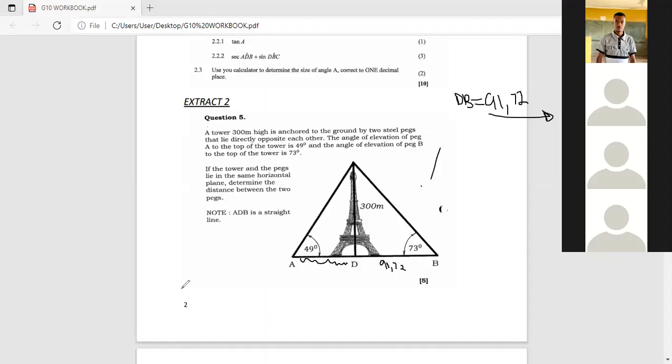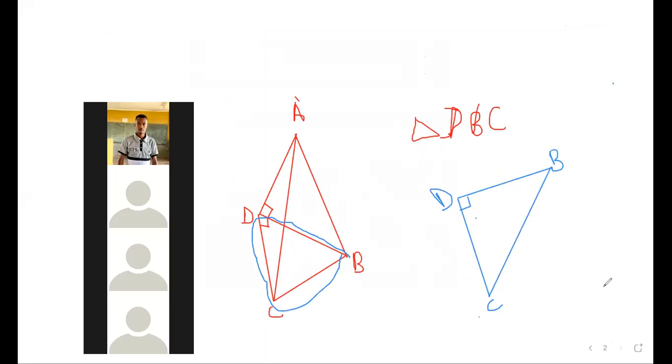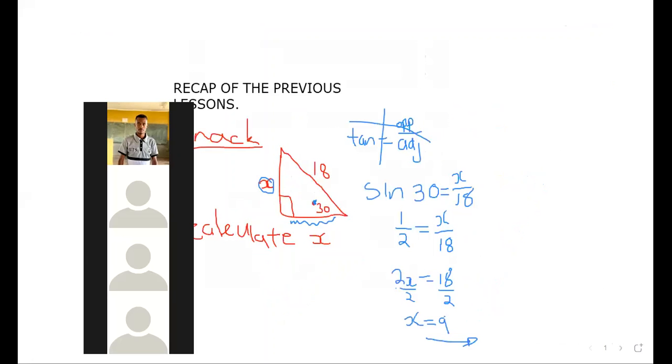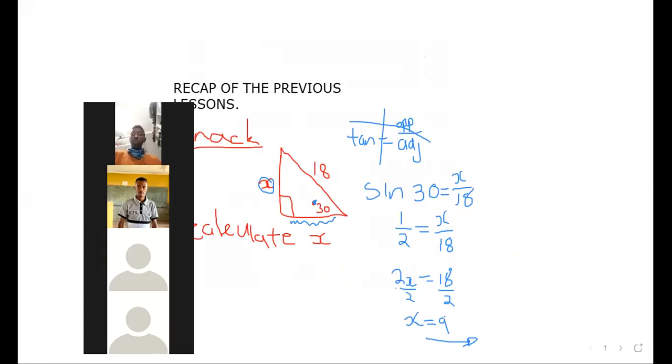I want to see answers on the chat box. Calculate AD. You saw how we did the whole question. I'm assuming everybody has the workbook on their phones right now, or those that have a hard copy are opening it up.